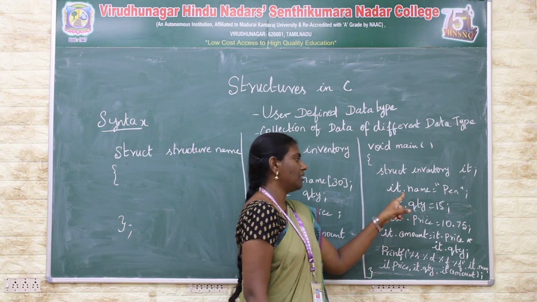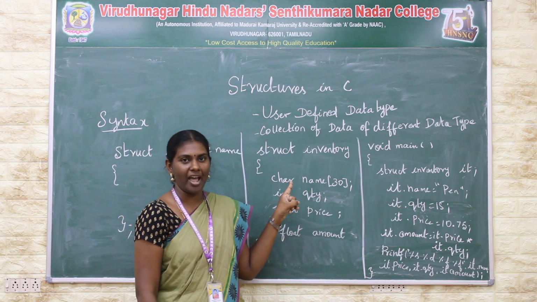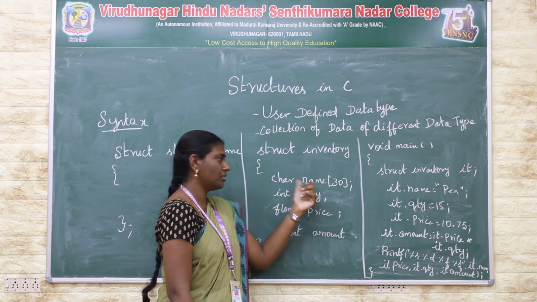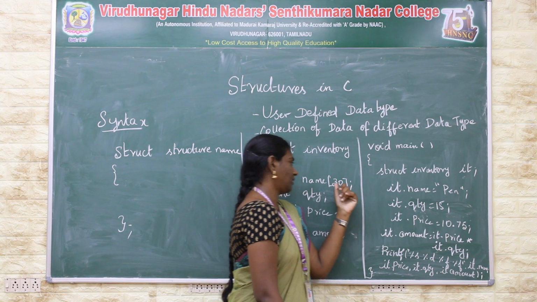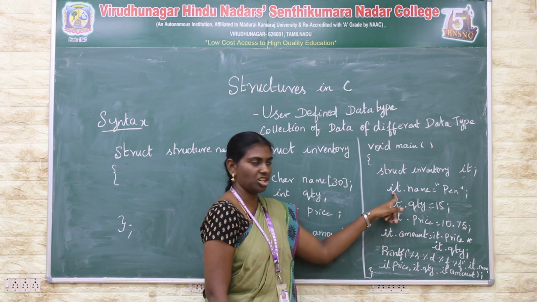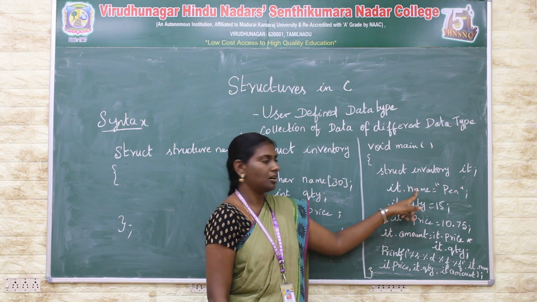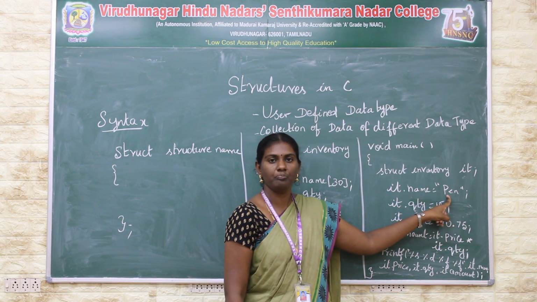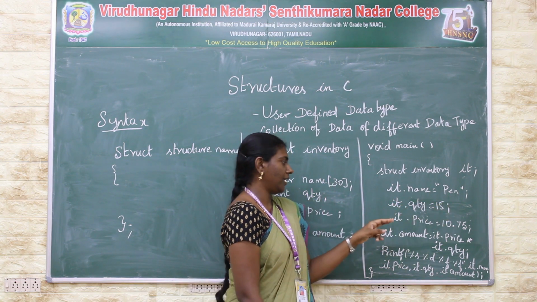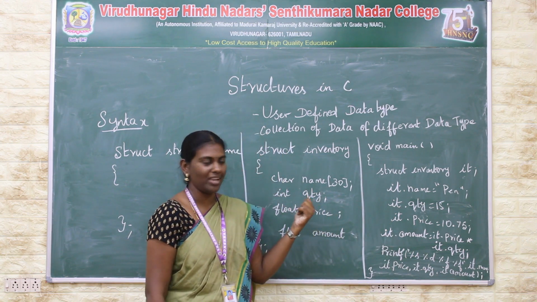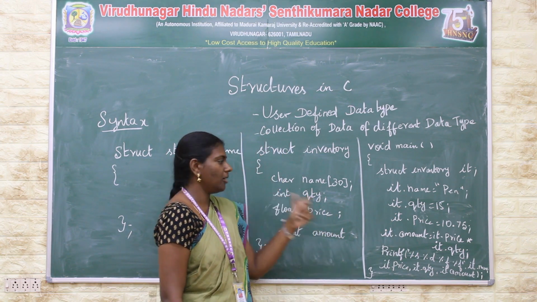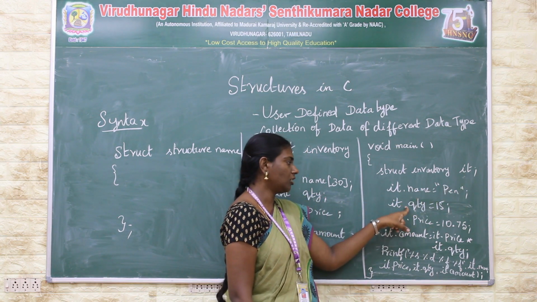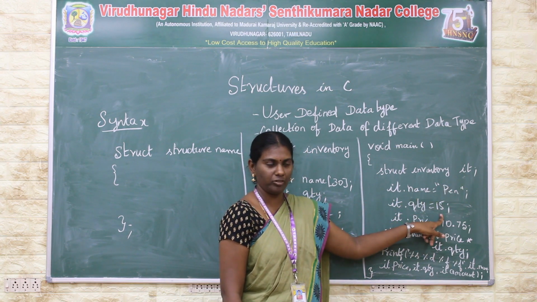First, let's see name. Name is of type character array, so I am going to assign a string value to the name. I have to access the name using the structure variable followed by dot name. Here I have given the value as "pen" in double quotation. Next is the quantity, QTY. It is of type integer, and the structure variable is IT dot QTY equal to 15.